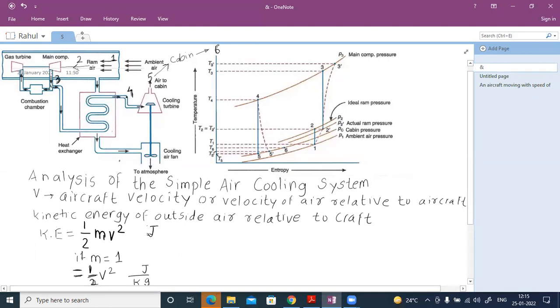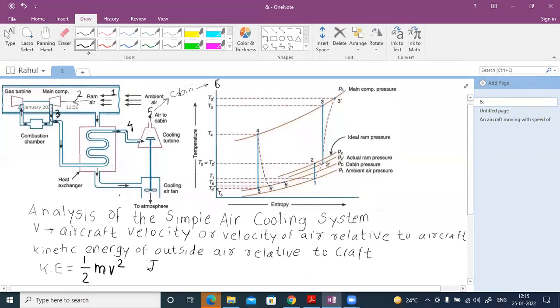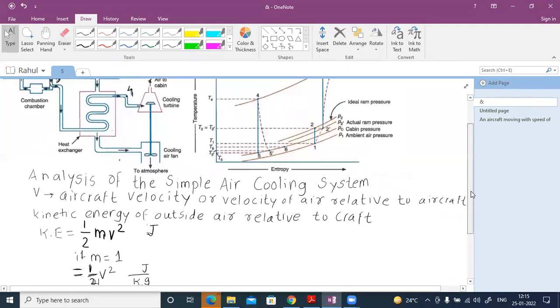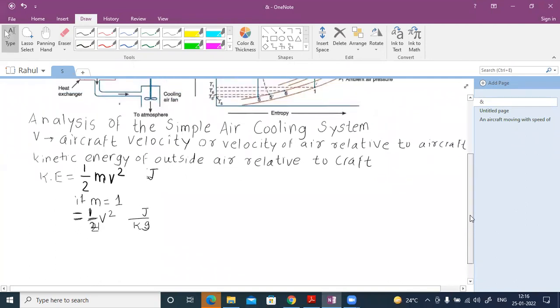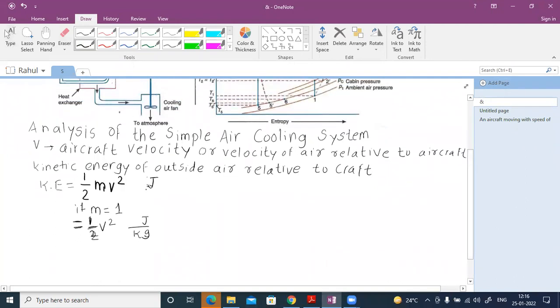Why have I erased this term? Because we have the habit of taking velocity in meters per second. So this half into mv square will be in joule if velocity is in meters per second. So if velocity is in meters per second, we get kinetic energy in joule. Similarly, if you take mass equal to 1, our answer becomes joule per kg.